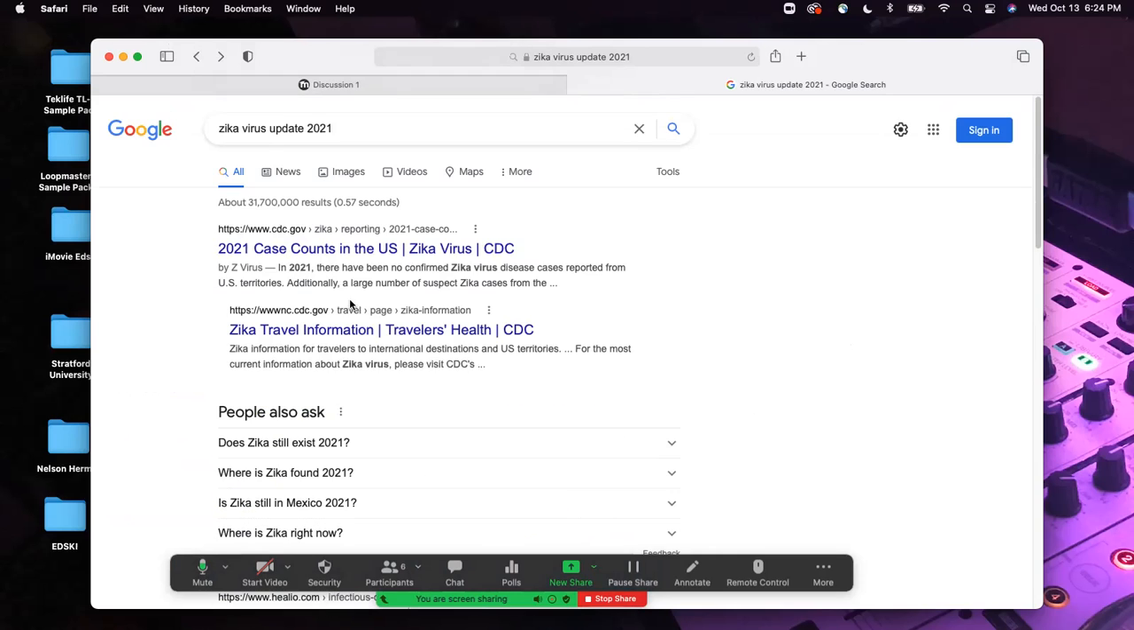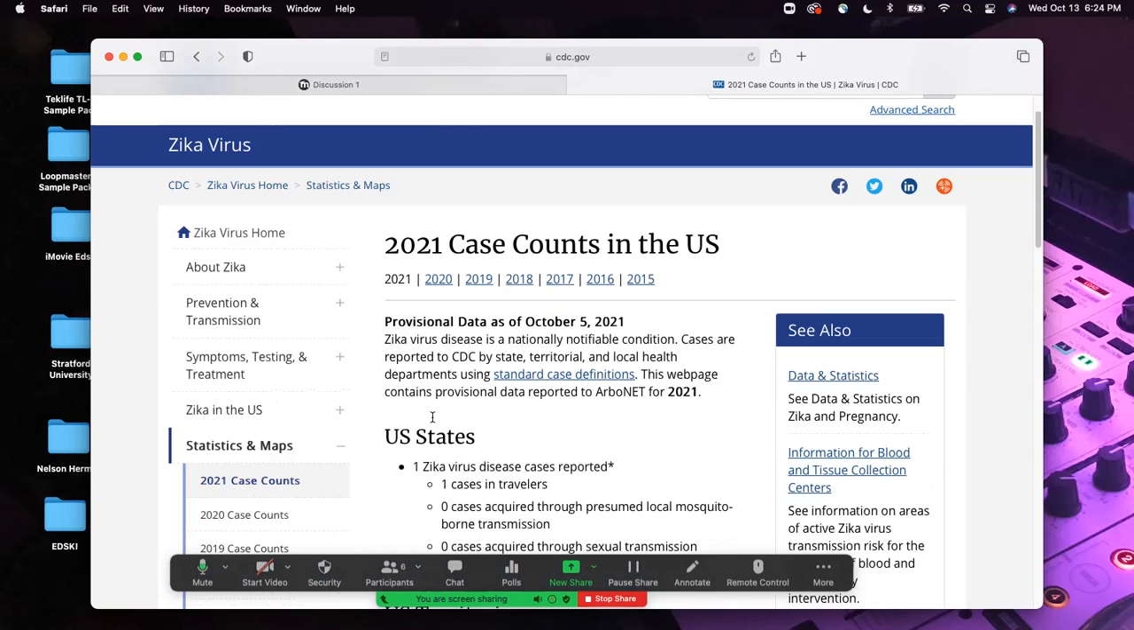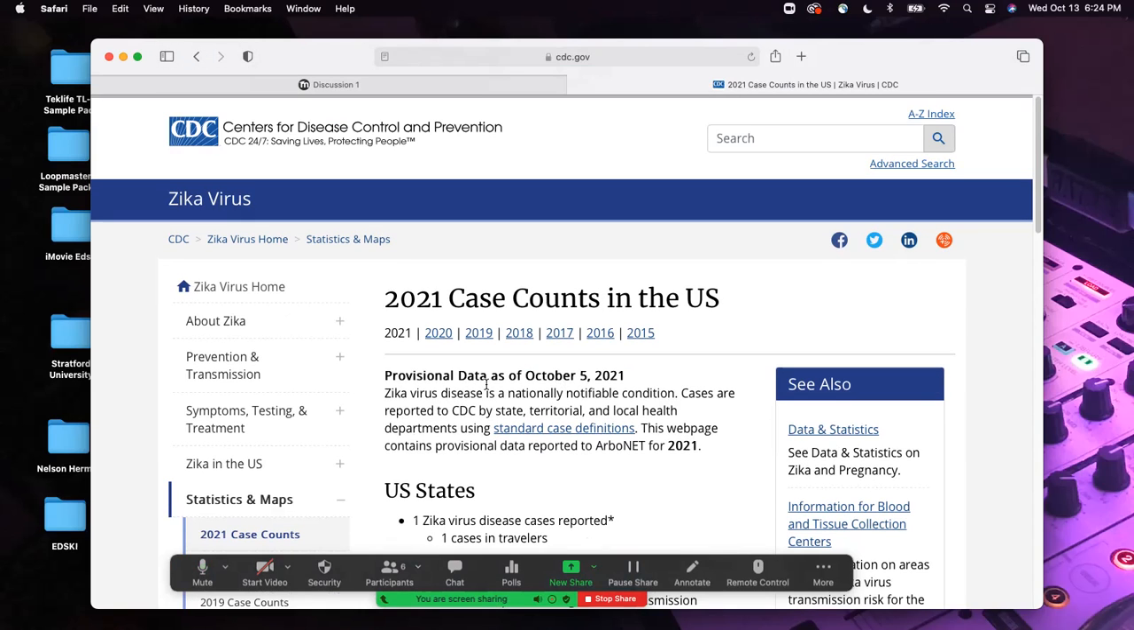So that's what you're doing. Let's try this one. Let's see. Oh, 2021. Provisional data as of October 5. Wonderful. Is it a legit source? Yep, it's a .gov, Center for Disease Control.